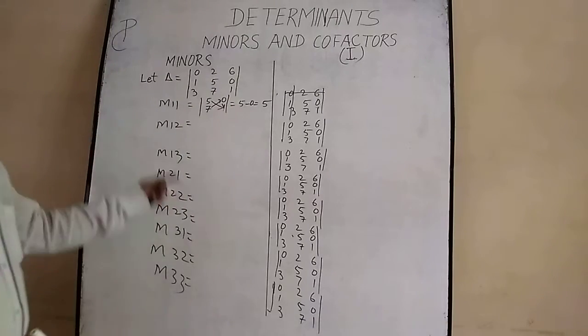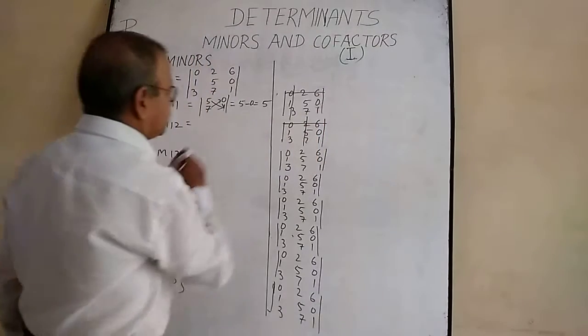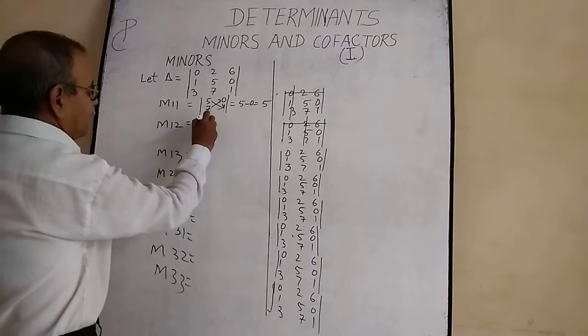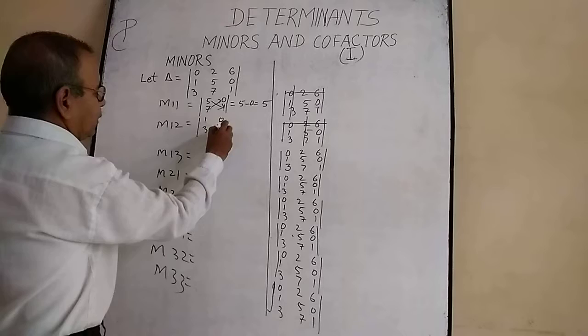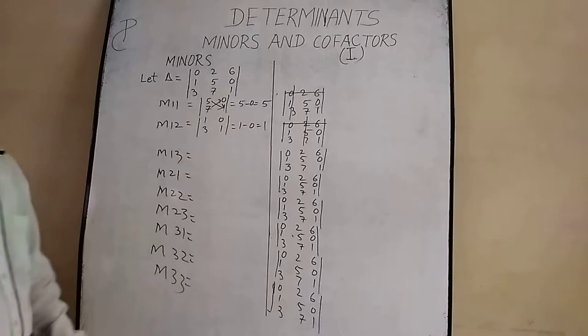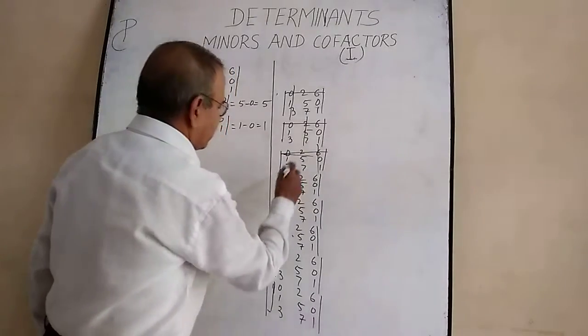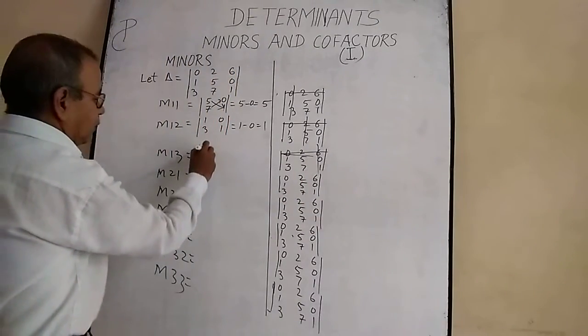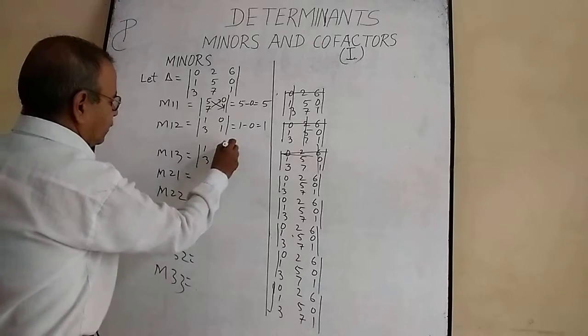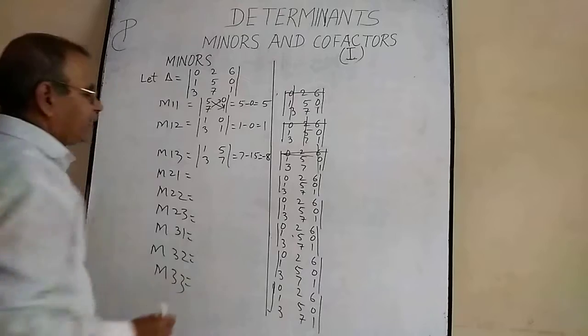And therefore, what about M12? M12 means first row and second column, and the remaining is 1, 0, 3, 1. That is equal to 1 minus 0, which is 1. Its M13 is first row and third column, so that is equal to 1, 5, 3, 7. That is equal to 7 minus 15, which is minus 8.